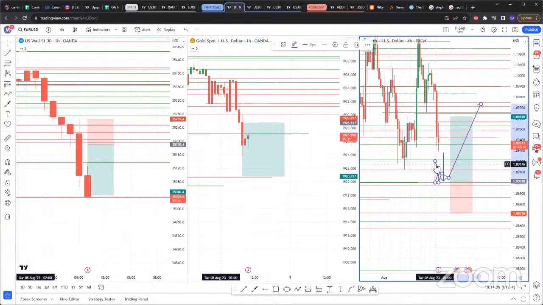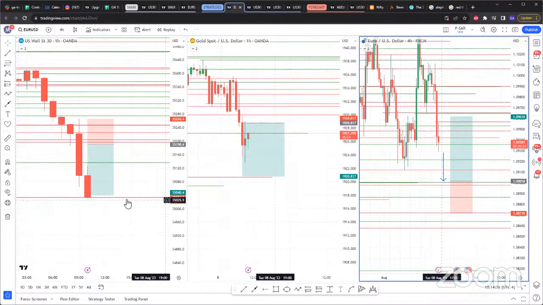A break and retest is if the entry is above you for a buy. Retest and rejection is if the entry is below you for a buy, and vice versa if you're looking for sales.